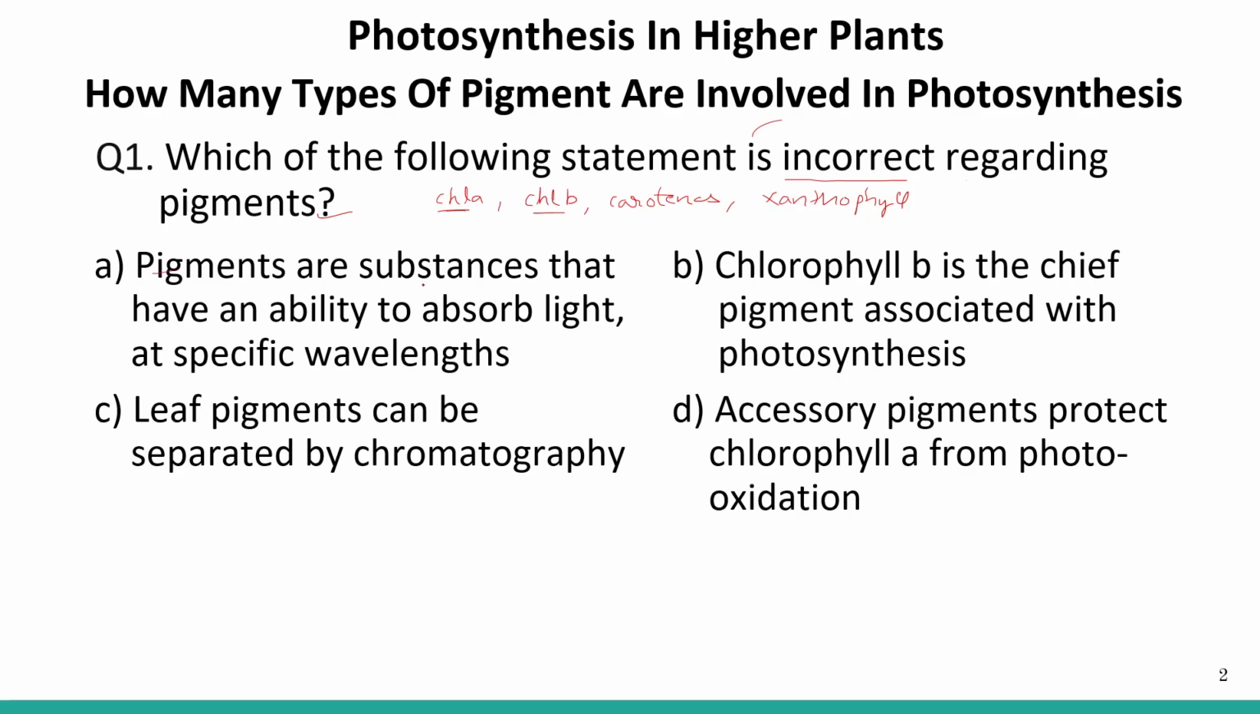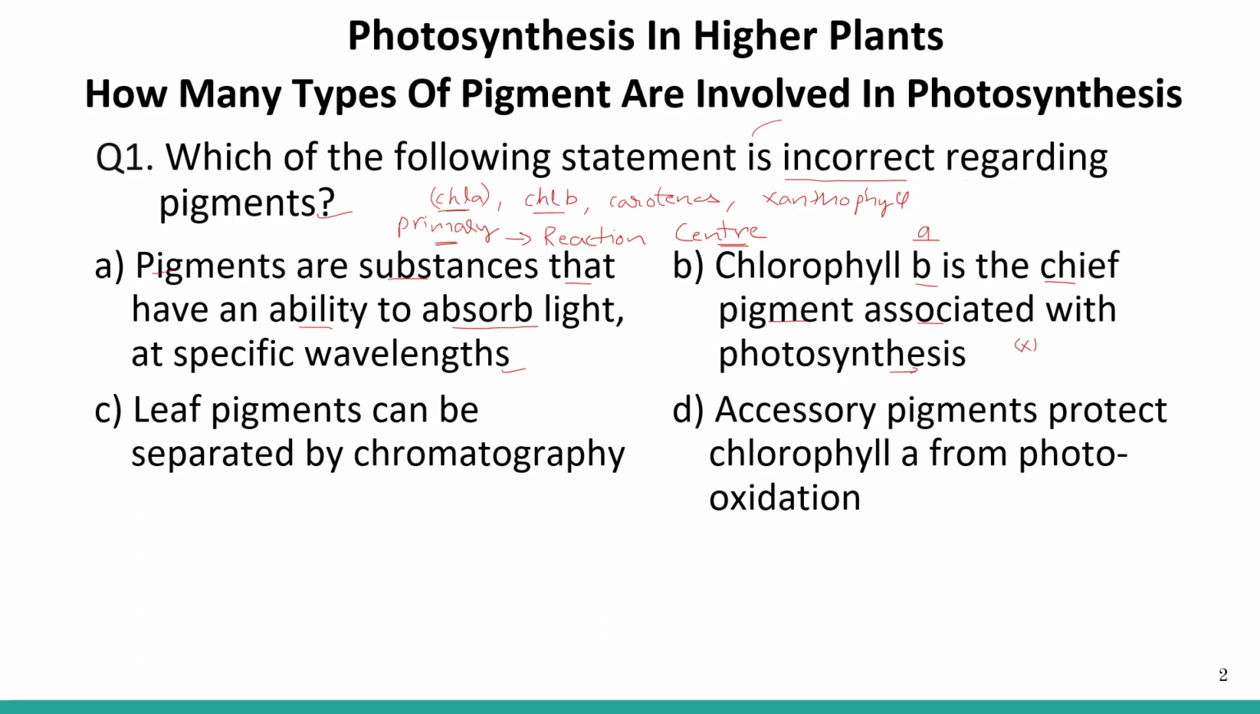Option A: pigments are substances that have the ability to absorb light at specific wavelengths. Next option: chlorophyll B is the chief pigment associated with photosynthesis. This is not true because chlorophyll A is the chief pigment. I've already told you chlorophyll A is the primary or chief pigment, and it forms the reaction center in the photosystem.